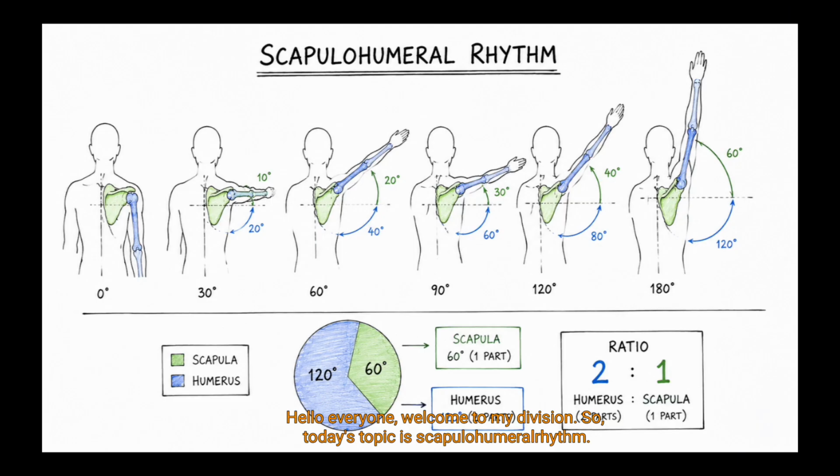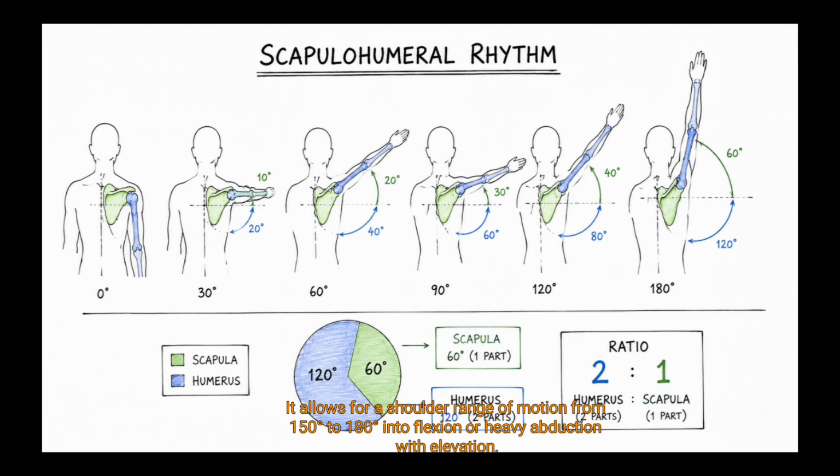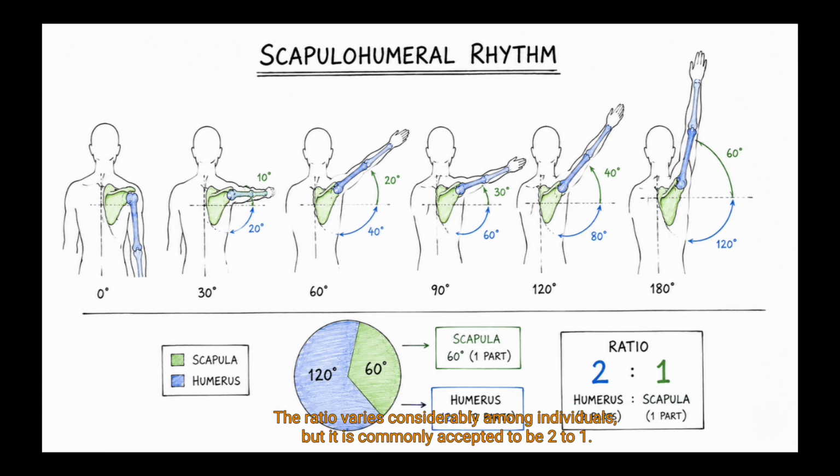So today's topic is scapulohumeral rhythm. Motion of the scapula is synchronous with the motions of the humerus, allowing for 150 to 180 degrees of shoulder range of motion into flexion or abduction with elevation. The ratio has considerable variation among individuals, but is commonly accepted to be 2:1: 2 degrees of glenohumeral motion to 1 degree of scapular rotation.